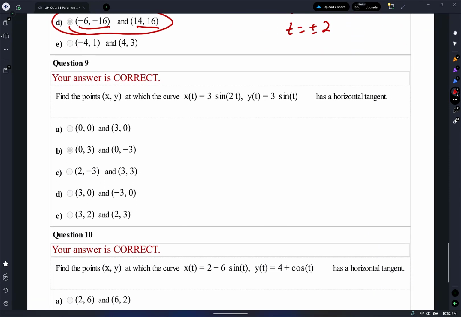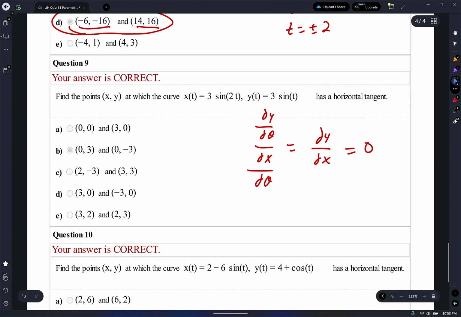Find the points at which the curve has a horizontal tangent. Again, it's the same thing, guys. The only way to get a horizontal tangent, remember this, is, this is your dy/dx, and the only way that will ever be 0 is if this part of the expression is 0. So set your dy/dθ equal to 0, guys.